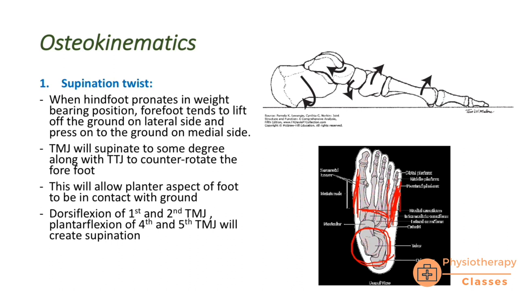To prevent the lateral aspect of the foot from being raised, the tarsometatarsal joint at this level will go for supination, which is called a supination twist, so that the lateral aspect of the foot also touches the ground along with the medial aspect of the foot.